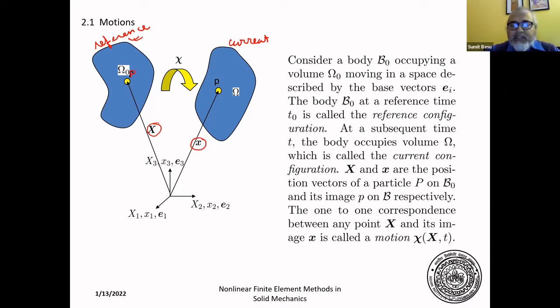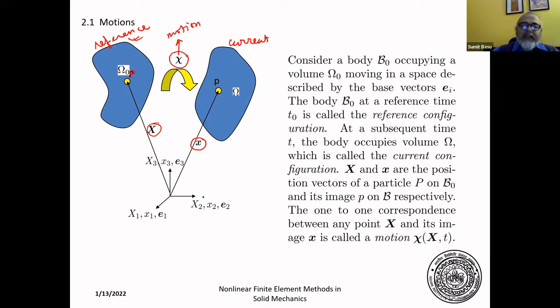So this is a convention that we will try to adopt, where capital letters will denote quantities associated with the reference configuration, and small letters will denote things associated with the current configuration. Unless it causes some other confusion, we will try to stick to it. Now, the reference configuration is mapped to the current configuration through a mapping function called chi, and this chi is called the motion.